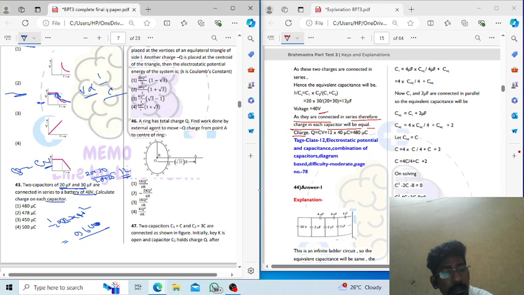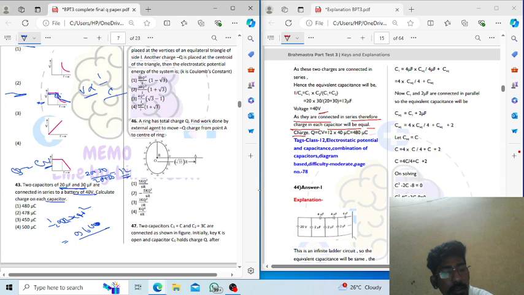Okay, this is an infinite series also, like that series. 4 microfarad, 4 microfarad, 2 microfarad, 2 microfarad, 2 microfarad connected to a 20 volt battery. So first of all, what can you say? This is an infinite ladder circuit. Already told you that.